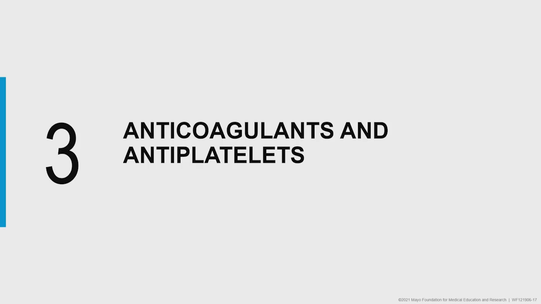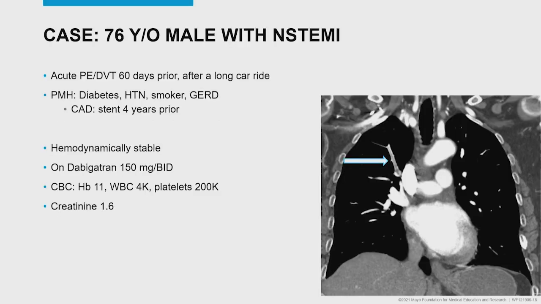So anticoagulants and antiplatelets is the main topic of the core of my talk. We're going to start with a brief case. This is a 76-year-old male with an NSTEMI, and he had a PE and DVT that was diagnosed 60 days prior after a long car ride. You can see the thrombus here in one of the pulmonary arteries.